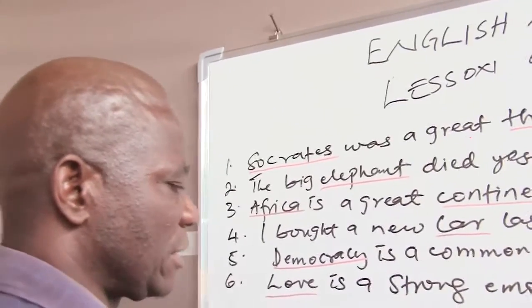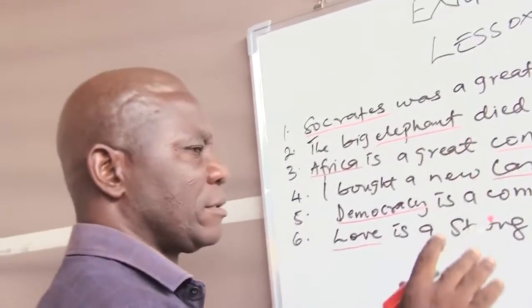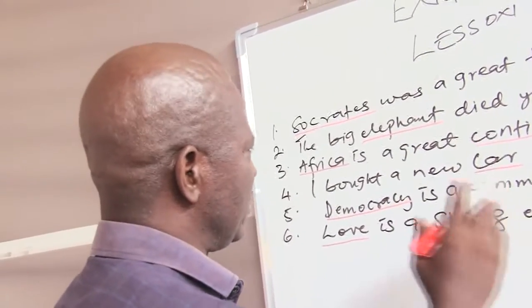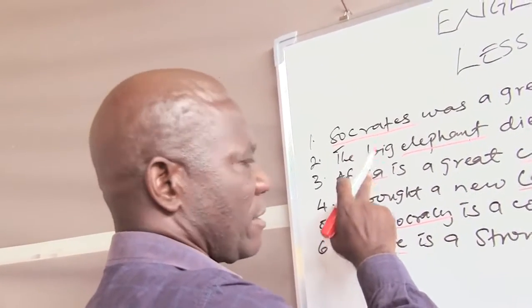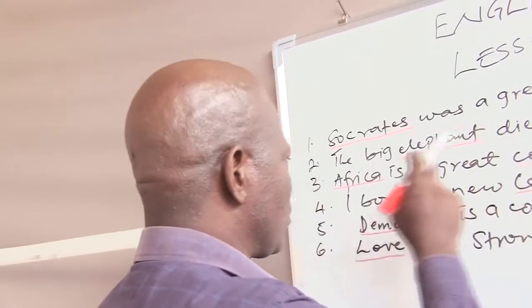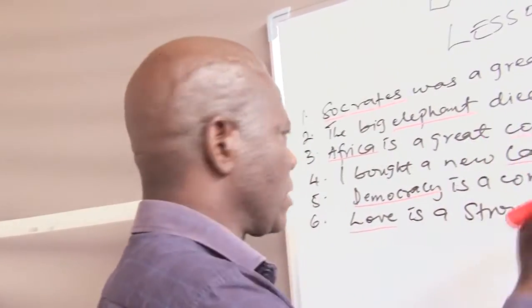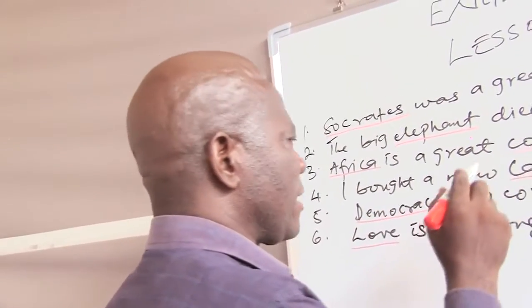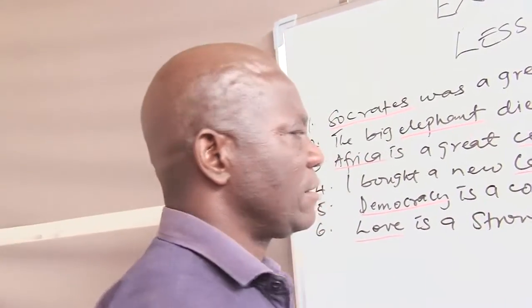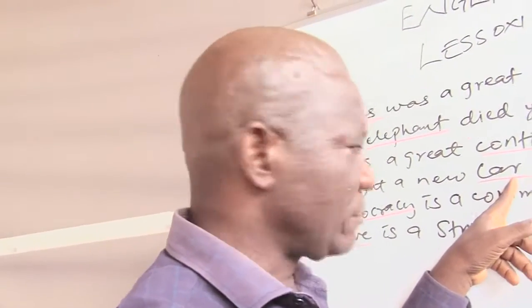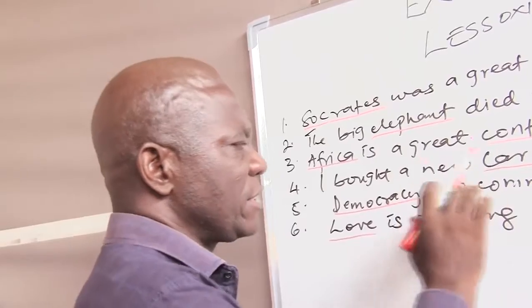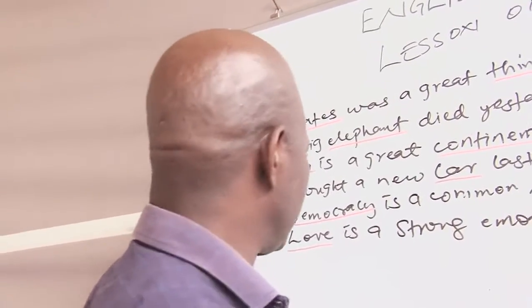When we proceed further, the time we're going to be learning about the noun in detail, so we will understand why Africa is a noun, continent is also a noun. This one is called proper noun, this is called common noun. When we get to that anyway. I bought a new car yesterday. Car, name of a thing. Democracy is a common form of government.